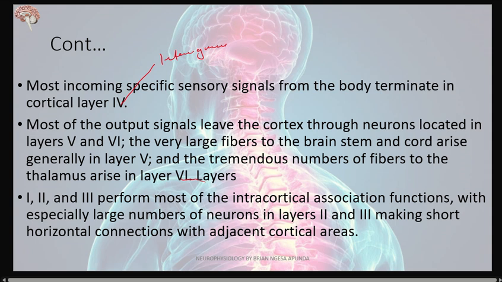The molecular layer, that is layer 1, the external granular layer 2, and layer 3, the small pyramidal, perform most of the intracortical association function, with especially large numbers of neurons in layers 1, 2 and 3 making short horizontal connections with adjacent cortical areas.